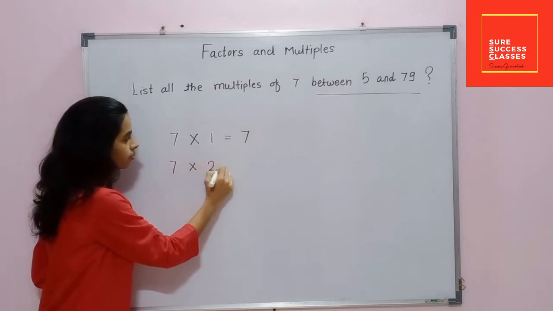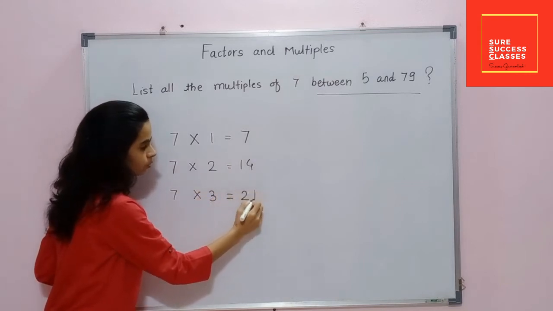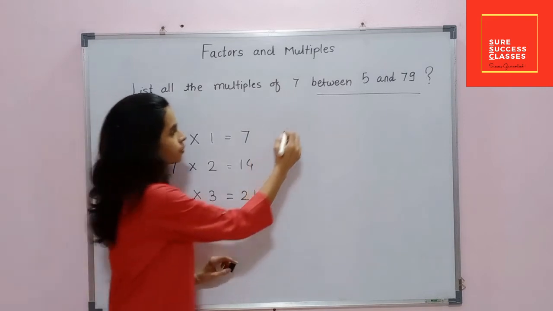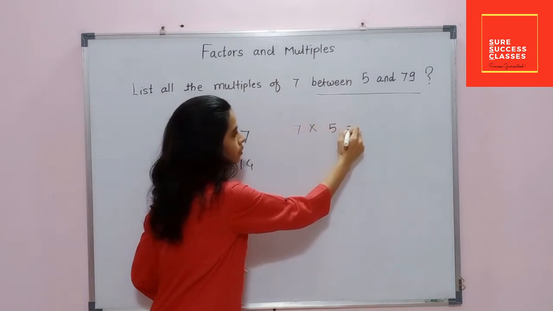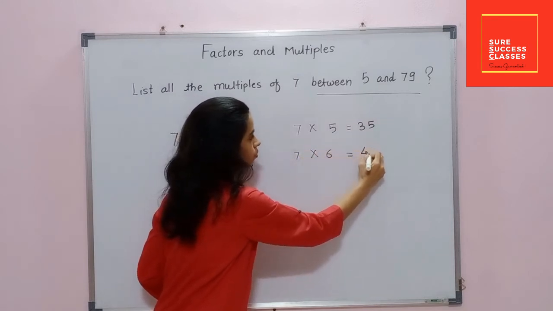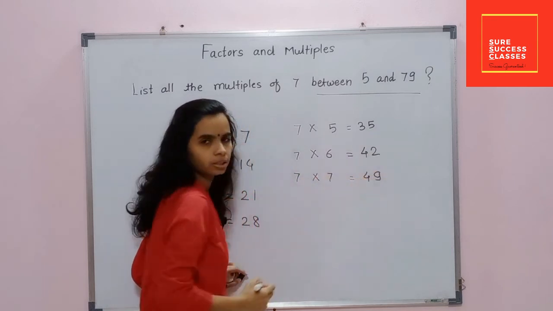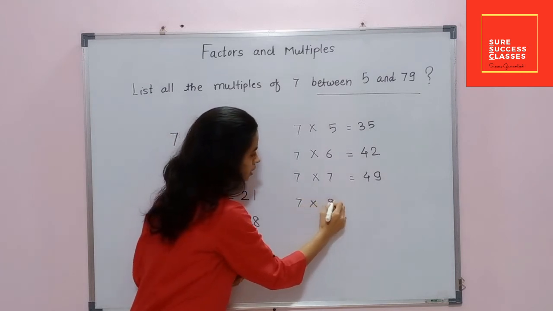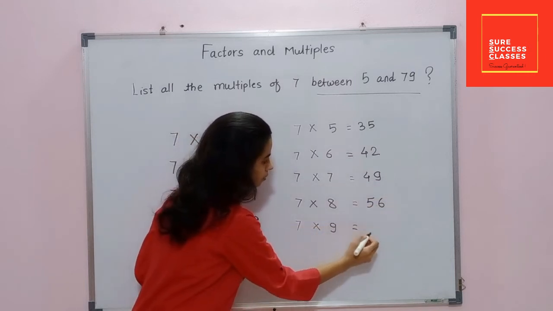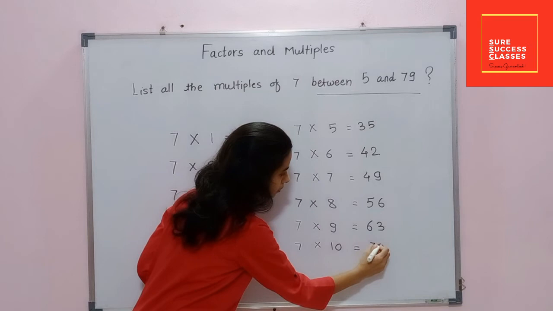7 2s are 14, 7 3s are 21, 7 4s are 28, 7 5s are 35, 7 6s are 42, 7 7s are 49, 7 8s are 56, 7 9s are 63 and 7 10s are 70.